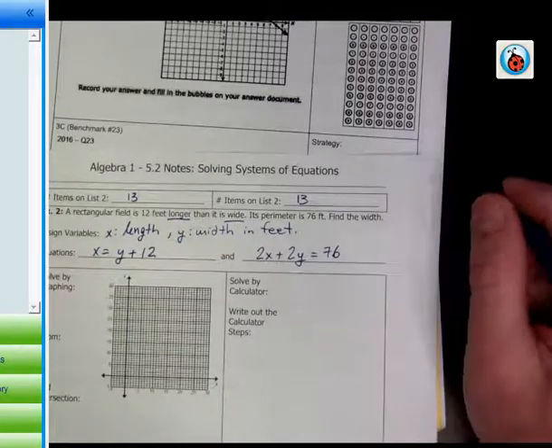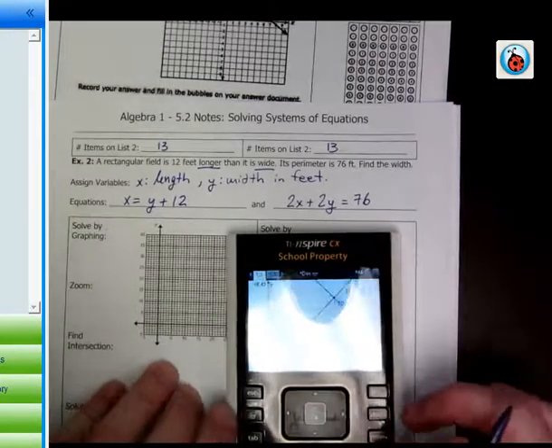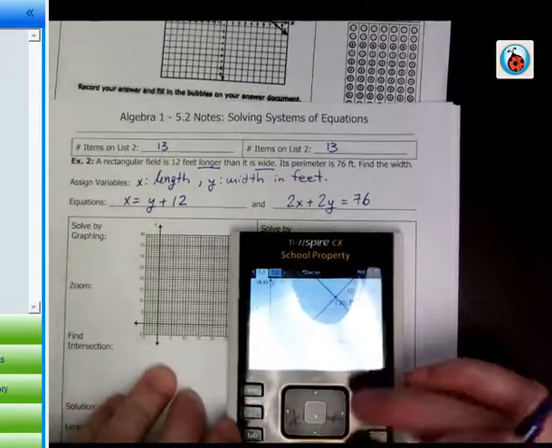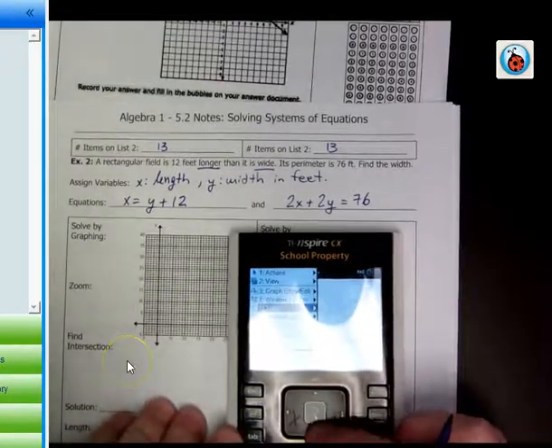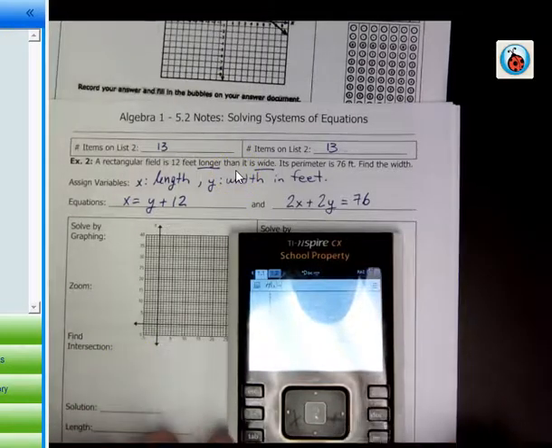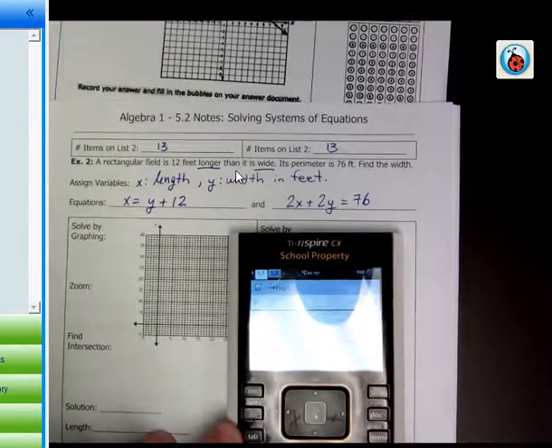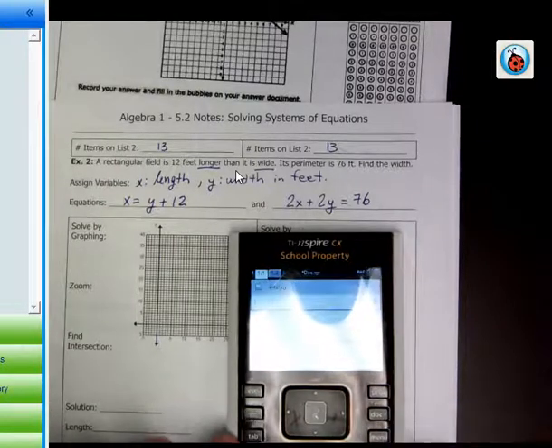Okay, so again, let's solve it by graphing. This time I'm going to graph using relation. Just please pardon this interruption. Alright, back over here. Let's see if we can use relation to graph this now. So I have to solve for y. Let's see if it lets me find the intersection. So 2x plus 2y equals 76. There's the line. And x equals y plus 12.